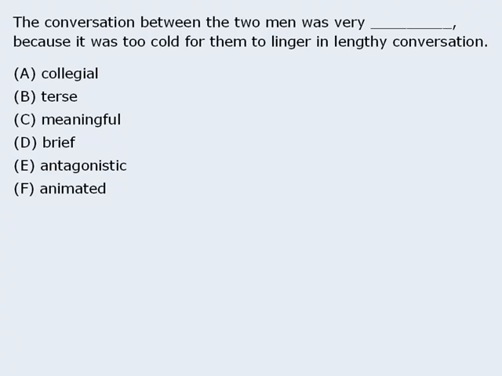Now, the first thing you should recognize here is that all of the answer choices are words that could be used to describe a conversation. But only 2 of the words are clearly supported by the context of the sentence. Now, since the existing words in the sentence tell us that it was too cold to linger in lengthy conversation, we know that the men had a short conversation.